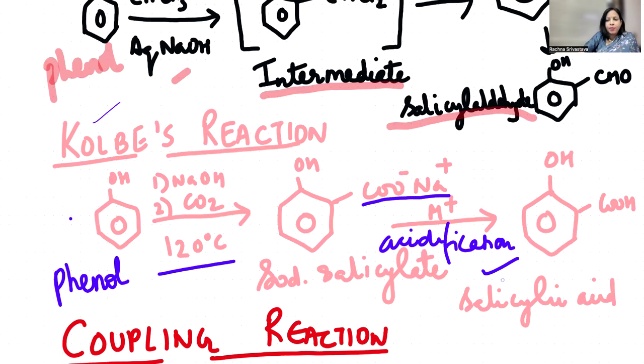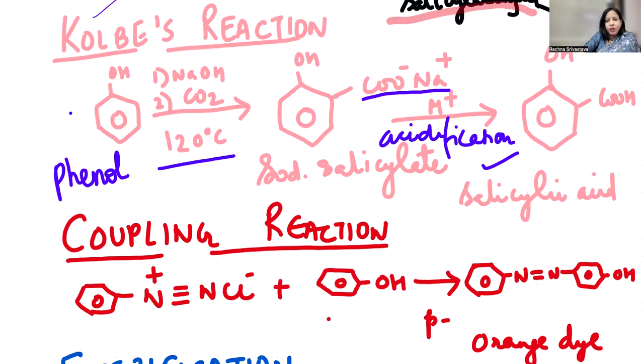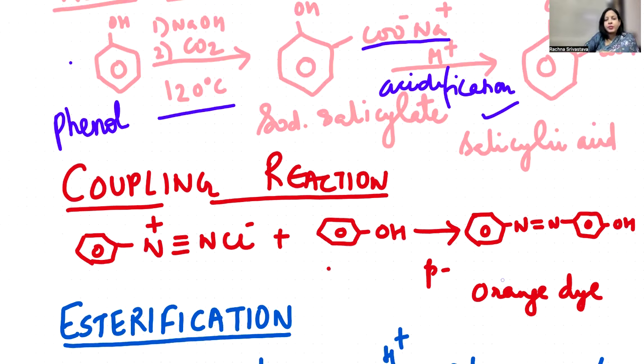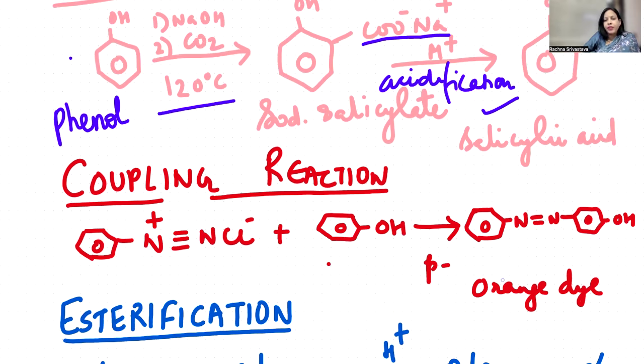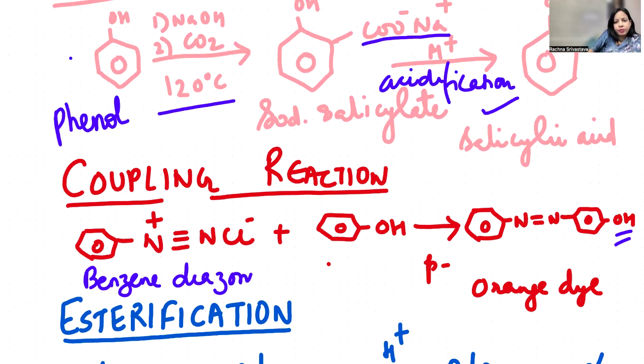The next is your coupling reaction. Now, in this reaction, I have found many a times the children write everything correct, but they miss out on this OH in the product. They don't mention it. Now, the structure which is given to you is actually benzene diazonium chloride.